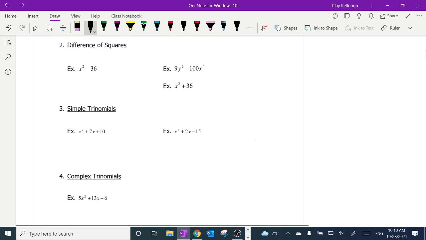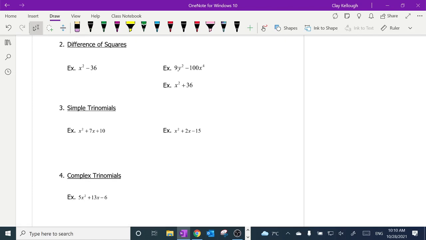Then there's the type of factoring we call difference of squares. And a difference of squares factors into what we call conjugate pairs. This one would be the square root of 9y squared is 3y. So there's a 3y here and a 3y here. And the square root of 100 is 10x squared, right? So plus 10x squared.